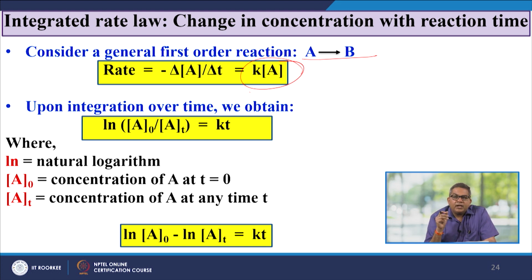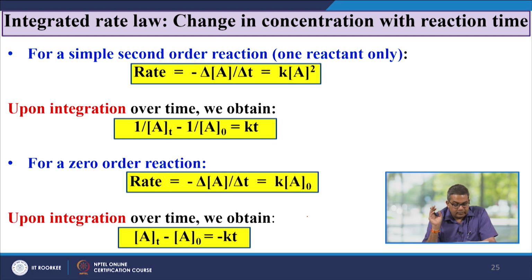If we integrate this, then we can obtain that ln A naught over At is equal to Kt, where ln is the natural logarithm, A naught is the initial concentration, that is at time t equal to 0, and At is the concentration of A at any time t. So ln A naught minus ln At is equal to Kt. This is the generic law.